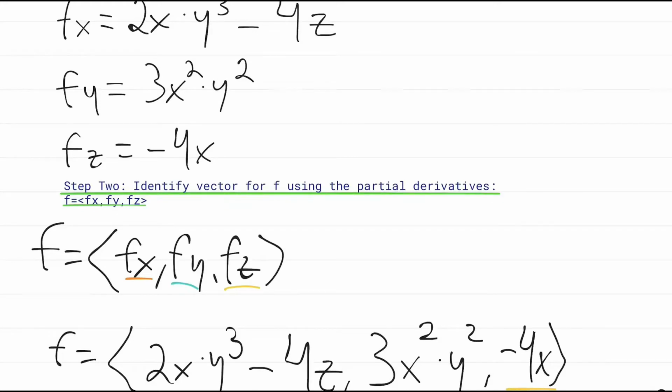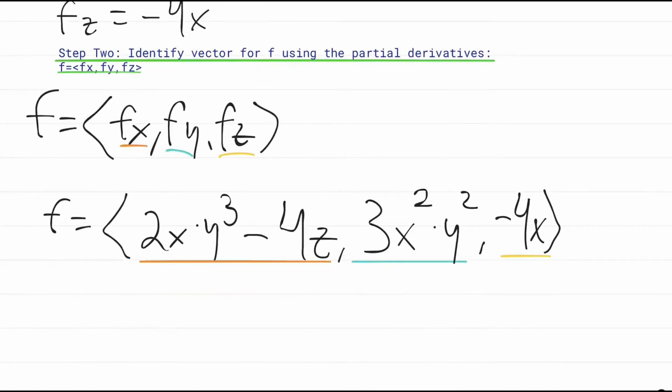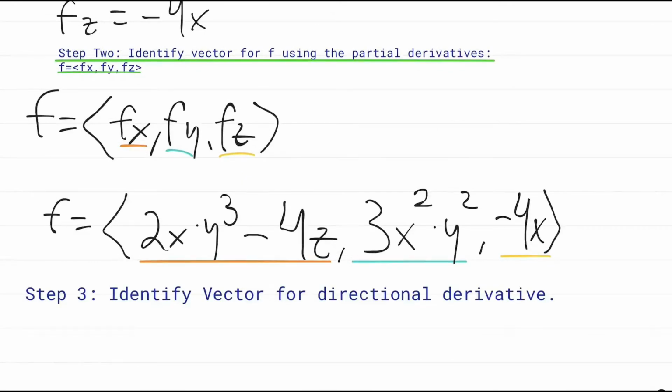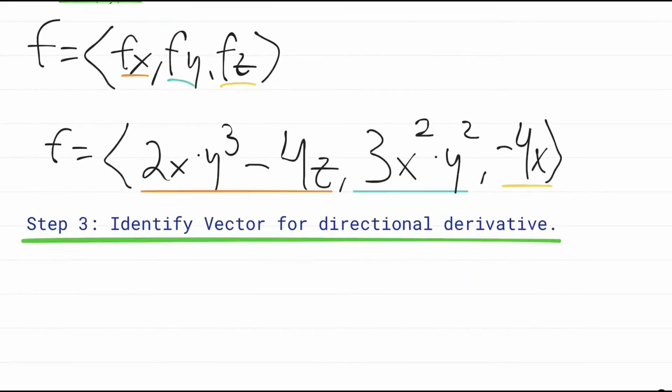But to get a directional derivative, we need two vectors. So we need a vector, we need another vector. What vector is this directional derivative acting along? Well, let's see. In step 3, we need to identify the vector for a directional derivative. So here's the key step.